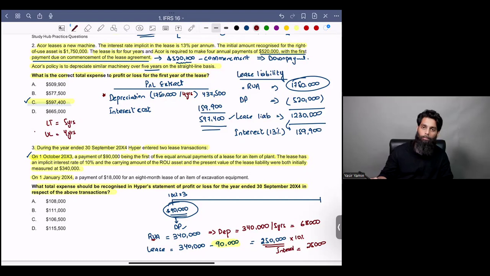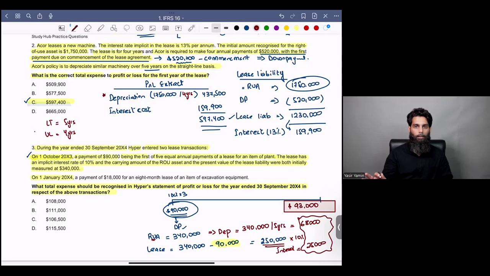Make sense? If I were to ask you what should be the total amount with respect to the first lease that should be recognized in P&L, can anybody tell me 68 plus 25? That should be 93, I guess. Correct me if I'm wrong, but I think this should be 93,000. Perfect. At least we have done the first part.